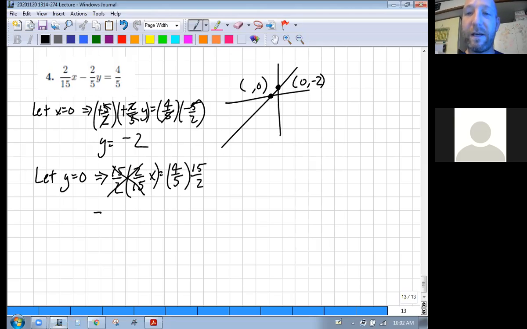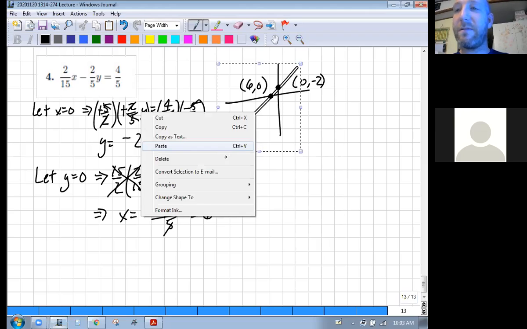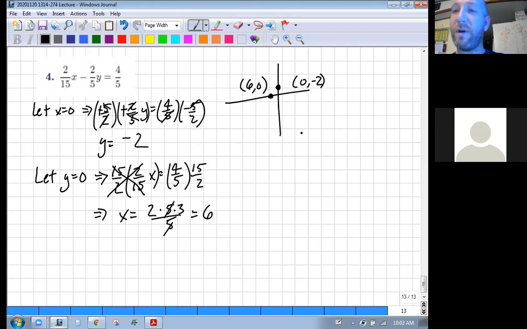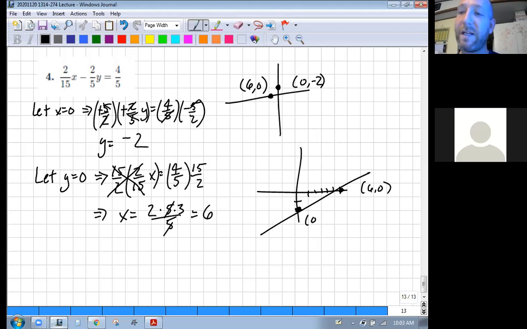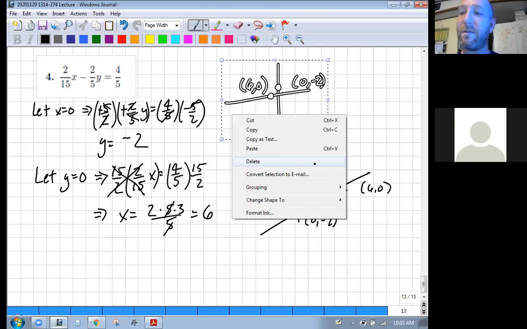So we have x is, let's see, 4/2 is 2, right? And then 15 is 5 times 3, so 6. So when y is 0, x is 6. So my line here isn't right, but to put the points where they actually go, 1, 2, 3, 4, 5, 6, 0. All right, 6, 0, and 0, negative 2. So that's what our line actually looks like.